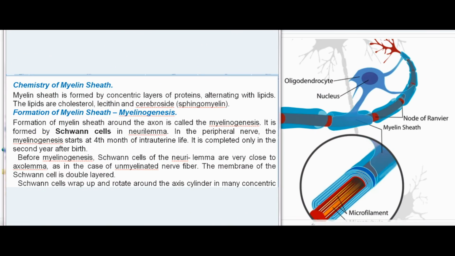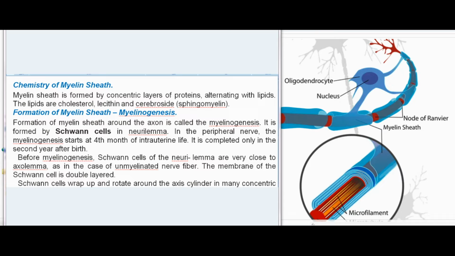Chemistry of myelin sheath. Myelin sheath is formed by concentric layers of proteins, alternating with lipids. The lipids are cholesterol, lecithin, cerebroside, and sphingomyelin. Formation of myelin sheath, myelinogenesis. Formation of myelin sheath around the axon is called myelinogenesis. It is formed by Schwann cells in neurolemma. In the peripheral nerve, the myelinogenesis starts at the 4th month of intrauterine life. It is completed only in the 2nd year after birth.